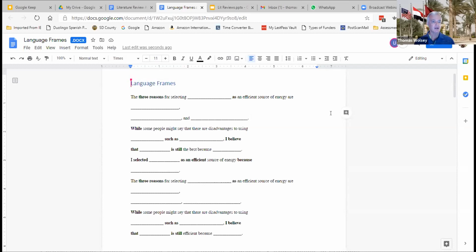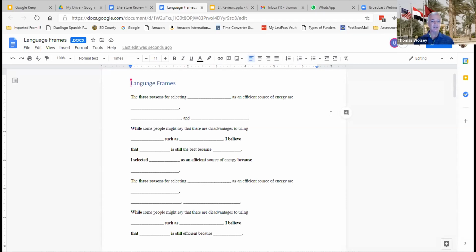In this particular instance, there's a claim here: the 3 reasons for selecting solar energy or wind farms as an efficient energy source. That's a claim. And then we have, while some people might say, now I want you to notice this, while some people might say that there are disadvantages to using solar energy, such as, we can name a fake author here, Mr. Anti-Sun, I believe that solar energy is still the best because, and here are my reasons.